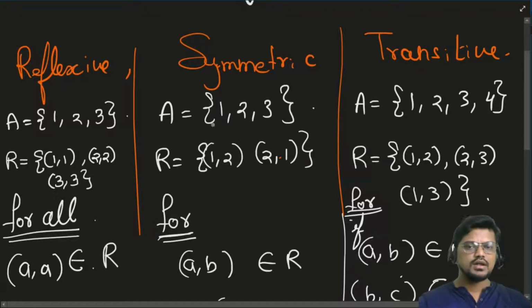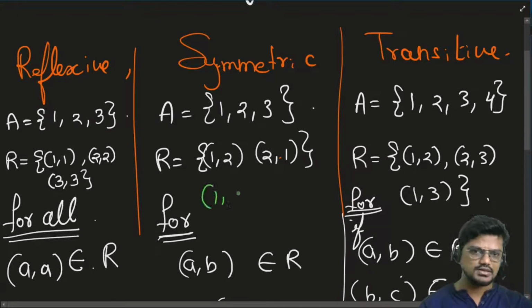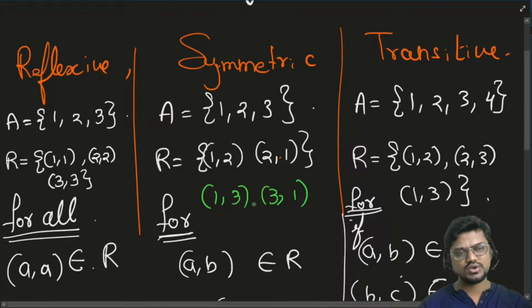Next, suppose 1, 2, 3 are the elements in the set A, and you are given a relation where (1,2) and (2,1), that is the reciprocal, if you find such a pair there, at that time what you can say is that the relation is symmetric. Also, if you find a pair like (1,3) and (3,1) in the relation, then also you can say that the relation is symmetric.